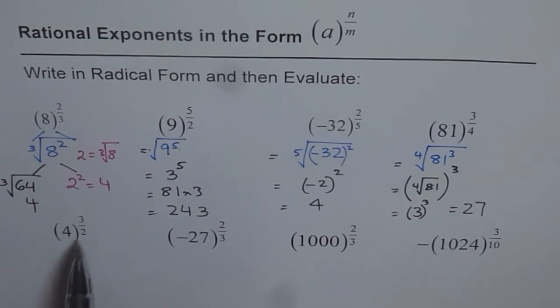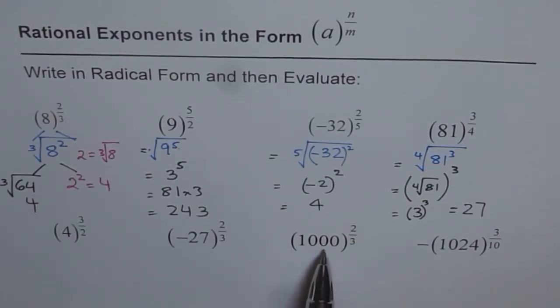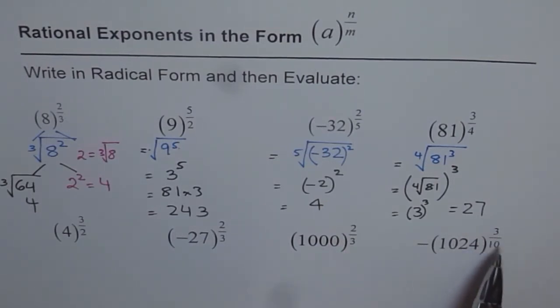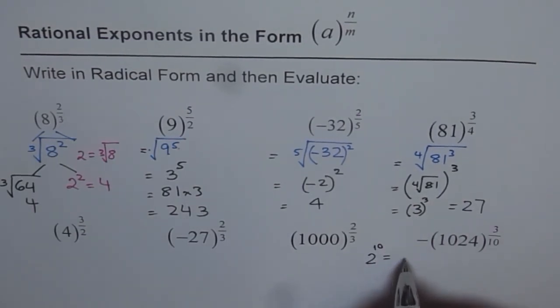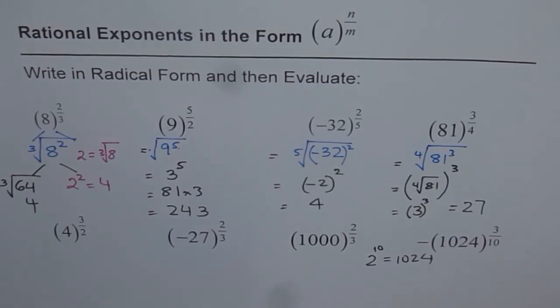4 to the power of 3 over 2, minus 27 to the power of 2 over 3, 1000 to the power of 2 over 3, minus 1024 to the power of 3 over 10. You should remember 2 to the power of 10 is actually 1024. That should help you to answer this question. Okay, so move on to the next question.